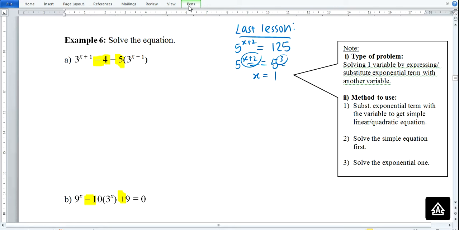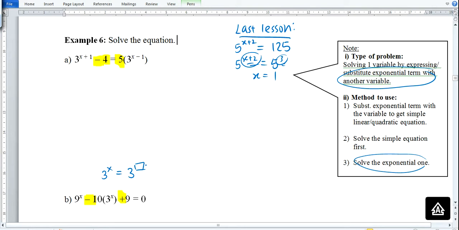So for this case, we are going to use this trick of replacing the exponential term with another variable. And ultimately we will still be able to solve the exponential equation. That means ultimately we will still reach this stage where we can compare left and right.